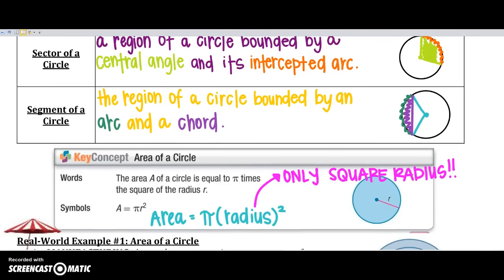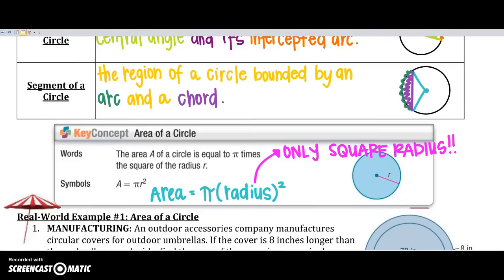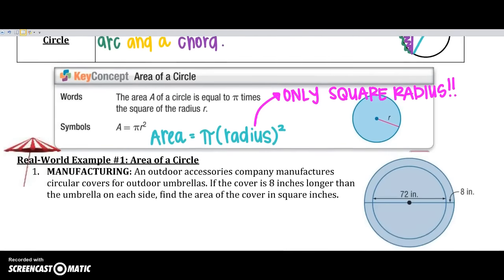So let's get into our area of a circle. So the area A of a circle is equal to pi times the square of the radius r. So remember, we're dealing with circles now, so that pi button is going to come back to us. So you're going to say pi times the radius squared, and remember to only square the radius. You are not squaring pi. That is very important.